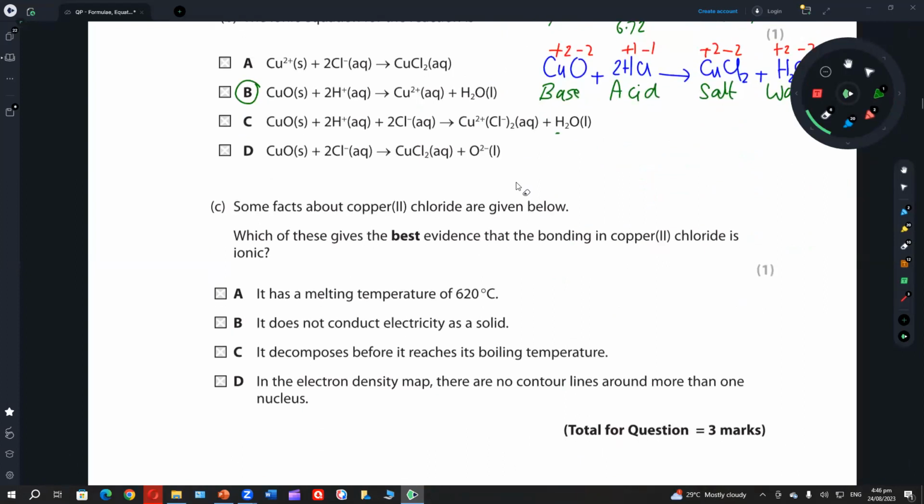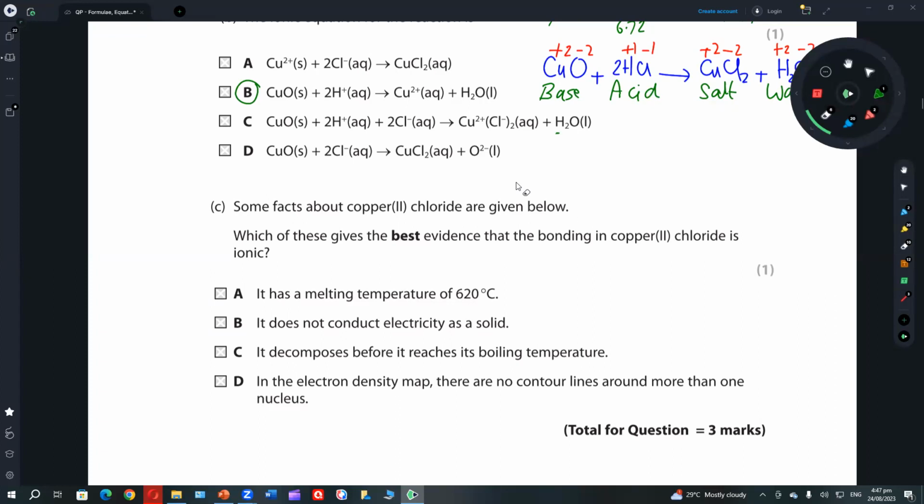Some facts about copper 2 chloride are given below. Which of these gives the best evidence that the bonding in copper 2 chloride is ionic? Read this question. I'm thinking 620 C. Ionic, this is a question on bonding actually. Copper chloride is a link between a metal and a non-metal. A bond between a metal and a non-metal is normally ionic.